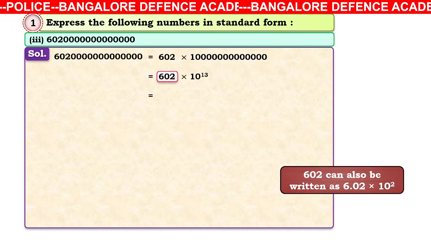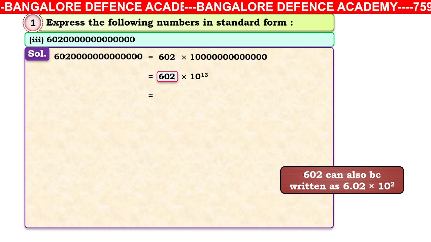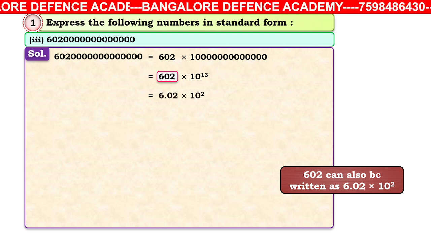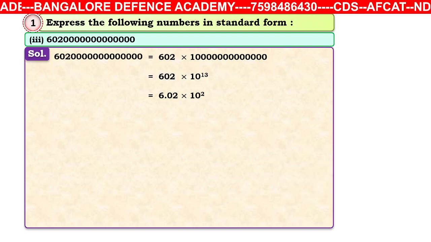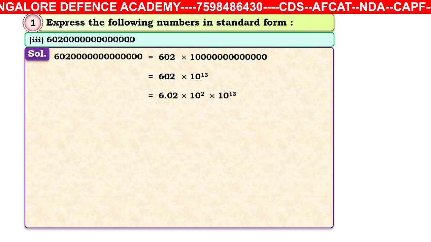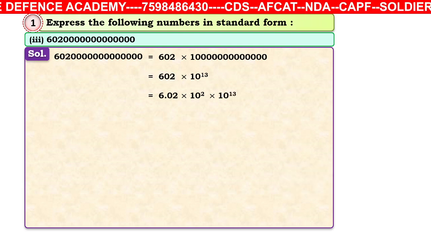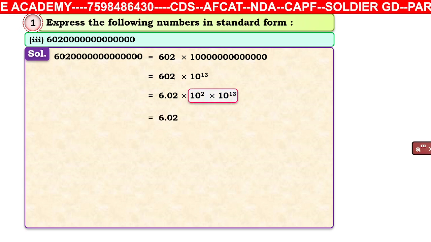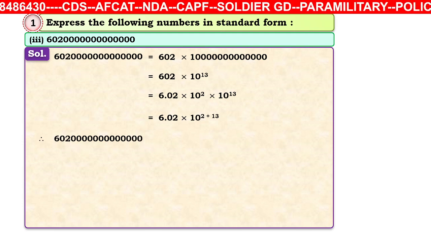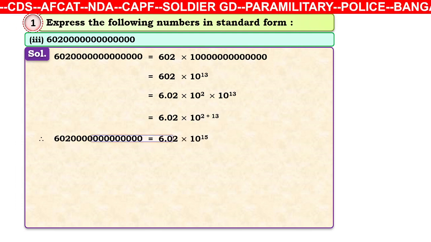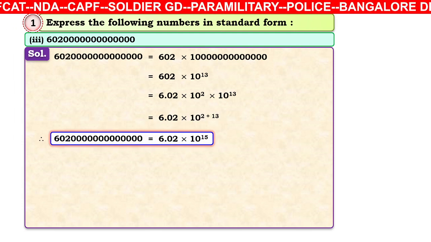So this 602 can also be written as 6.02 into 10 to the power of 2, because we are taking the point after 2 digits. Now here you can see 10 to the power of 13. Now this is a product rule. You can take the base common, that is 10 and 10, and you can add the powers. So this becomes 2 plus 13. That is, the final answer is 6.02 into 10 to the power of 15. I hope you understood this.